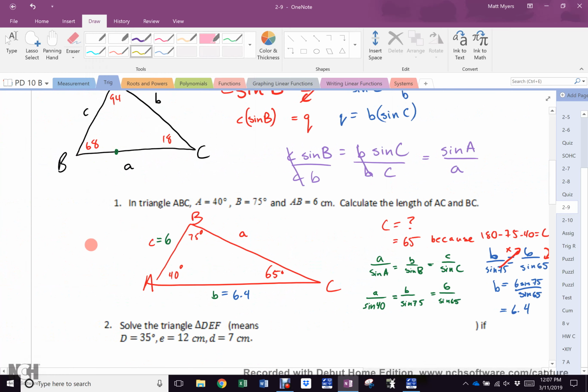Now, I'll change color again, because this is where it's going to get weird. I'm going to come over to this nice blank white spot over here. I've got 6 over sine 65. I know I've already done B, but now I've got the A to worry about. What's going in the numerator here? A. And what's the denominator? Sine 40 this time, correct? Do not go to your calculator because something weird's going to happen here. What do I do here? A equals 6 sine 40 divided by what? Sine 65. And what do I get? Now go to my calculator. 4.3.